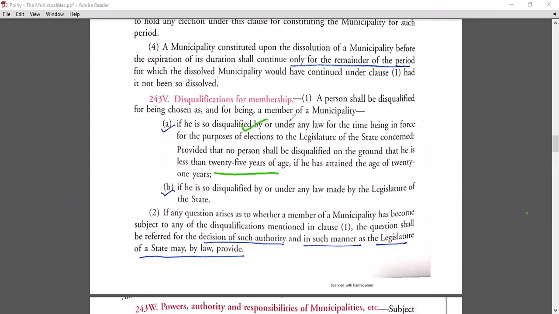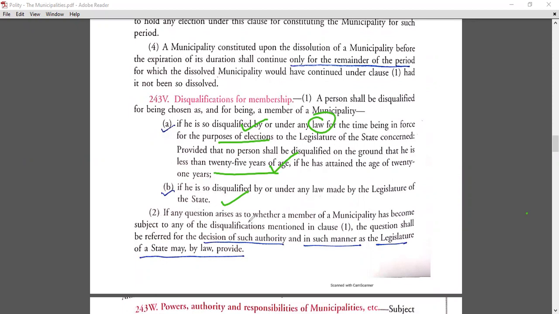And if you are disqualified under any law which is made by the state legislature for the purposes of election, then also will be disqualified if he is so disqualified or under any law made by the legislature of the state. Same thing. Normal law is there and you are disqualified, then also it will work. Okay. So disqualifications made by law and 21 years of age, number one.